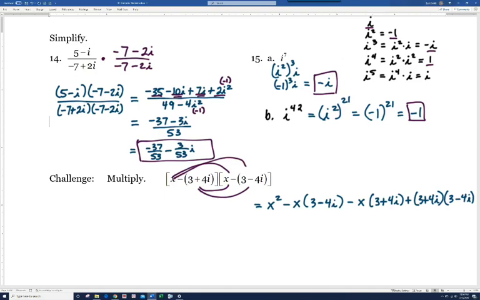So let's go ahead and simplify this. I know it's quite a mess. We have x squared, and then I'm going to distribute here. I'll get a minus 3x and a plus, and I'm going to go ahead and put the i last, so plus 4xi. And then we have a minus 3x and a minus 4xi.